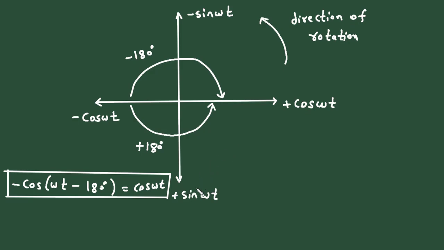Now, next we have to convert this sine into cos. So, we will rotate in this direction, and this is opposite to the direction of rotation, and the angle between this is minus 90 degree, and we want to convert this sine to cos. So the formula will be cos omega t minus 90 degree is equal to sin omega t.